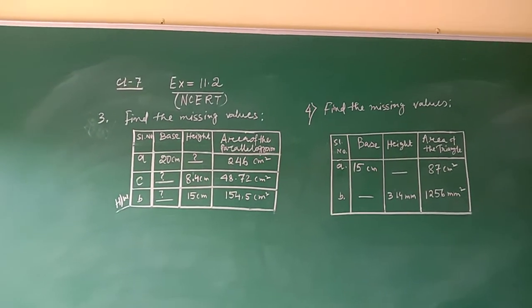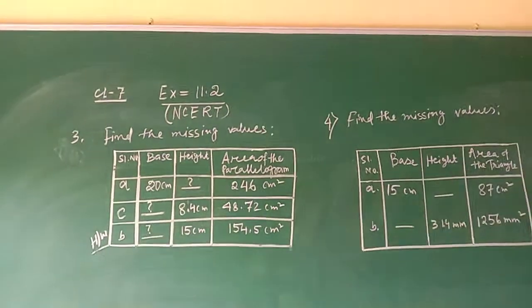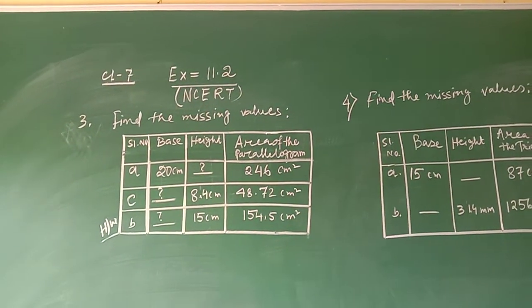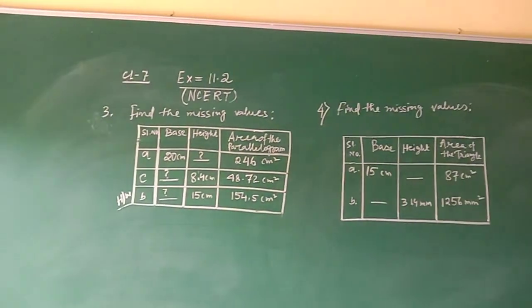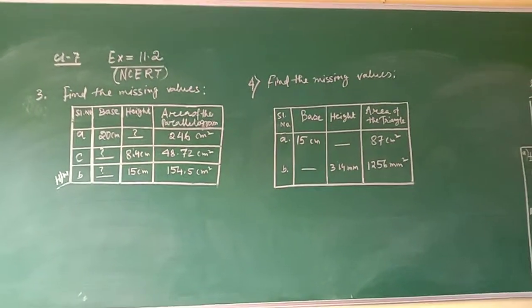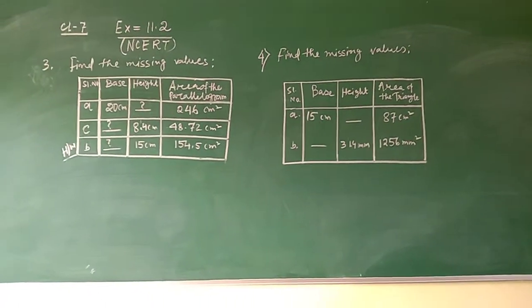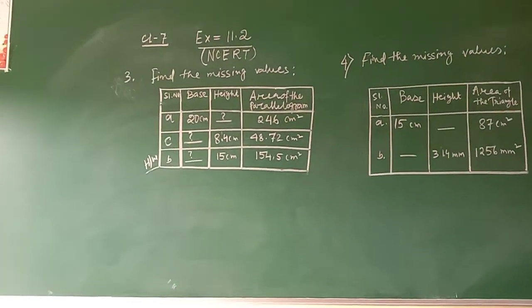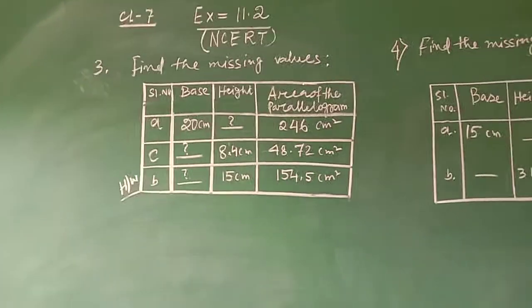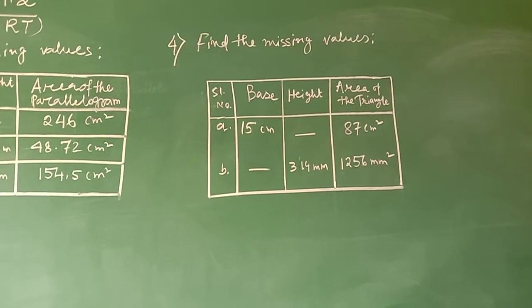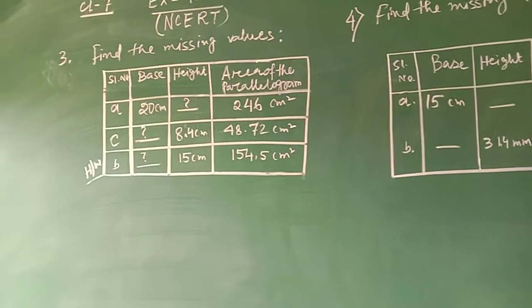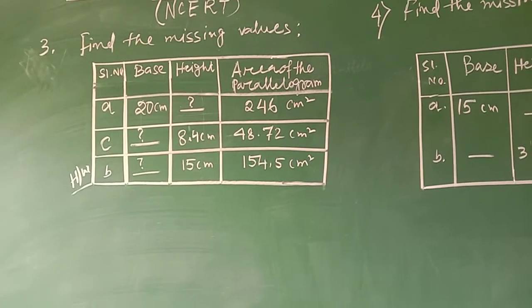Now, students, in question number 11.2, question number 7, questions 3 and 4, charts are given. In the first one we are using the area of the parallelogram formula, and in the second one we are using the area of the triangle formula, because the area of the triangle is given in one and here the area of the parallelogram is given.